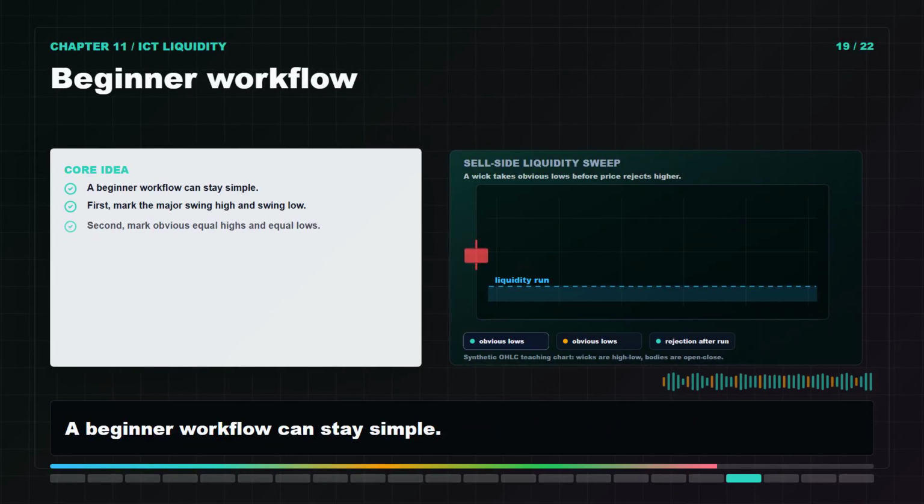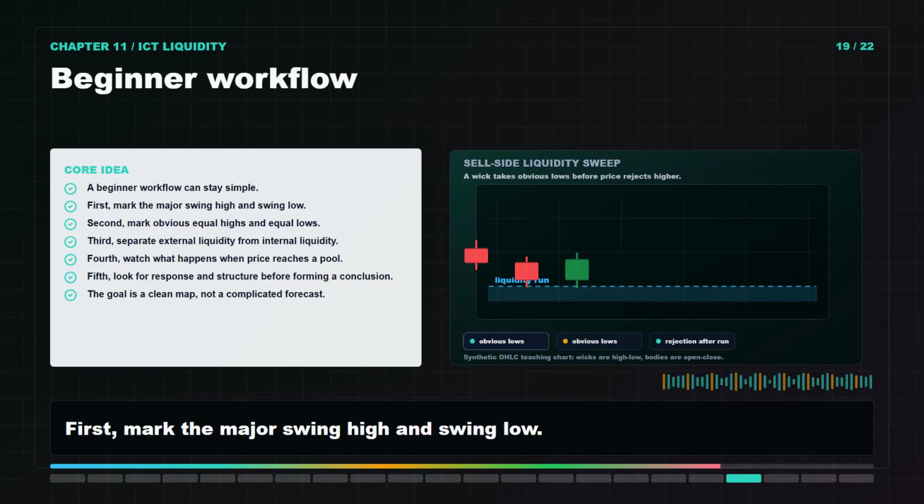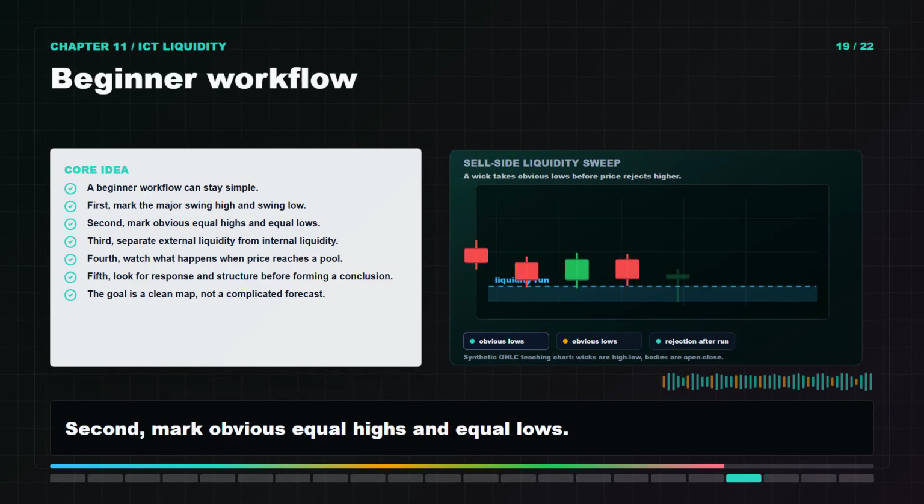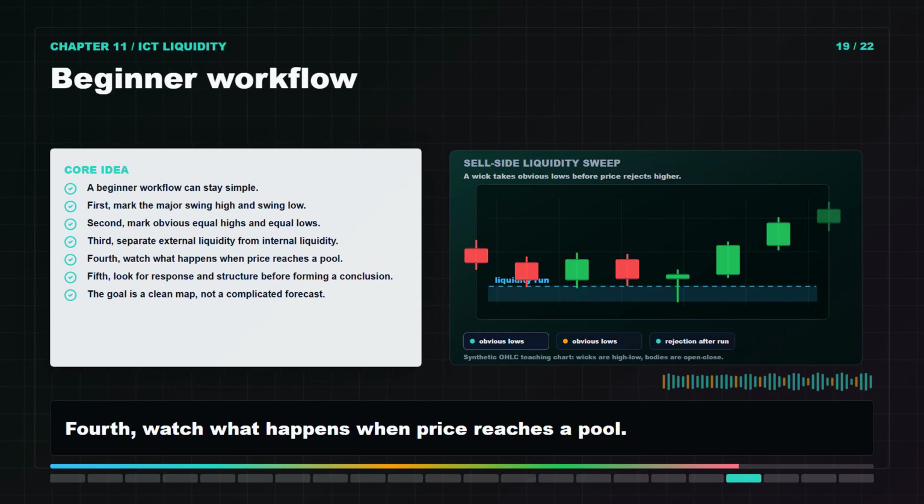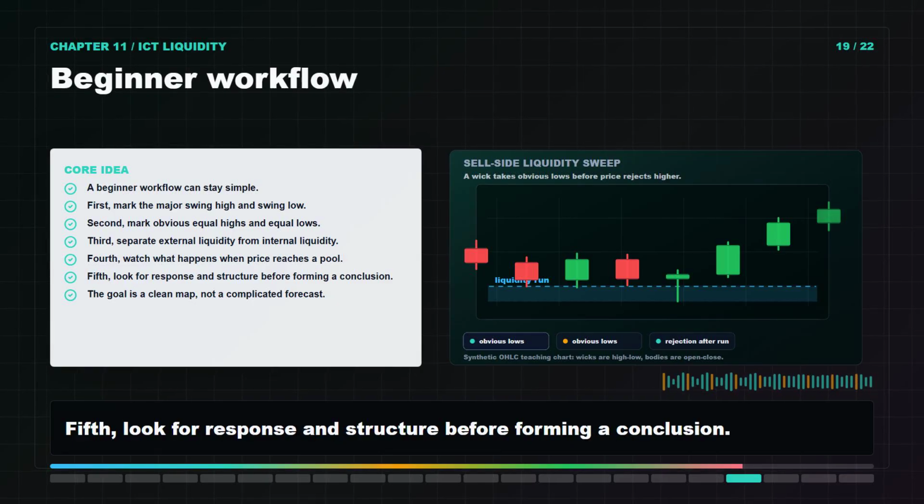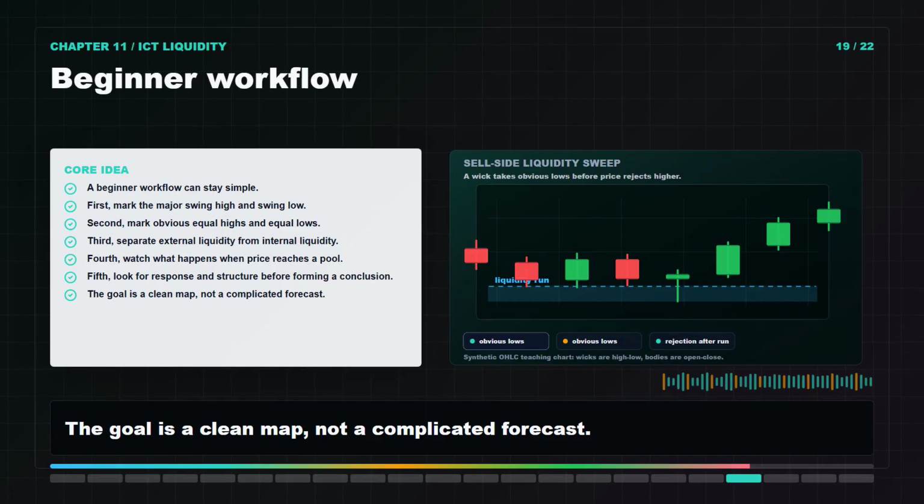A beginner workflow can stay simple. First, mark the major swing high and swing low. Second, mark obvious equal highs and equal lows. Third, separate external liquidity from internal liquidity. Fourth, watch what happens when price reaches a pool. Fifth, look for response and structure before forming a conclusion. The goal is a clean map, not a complicated forecast.